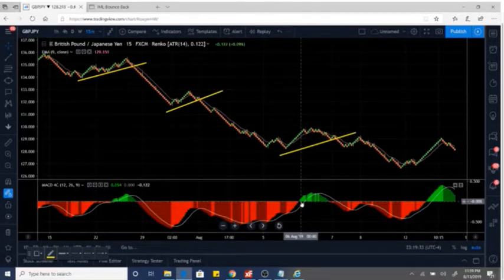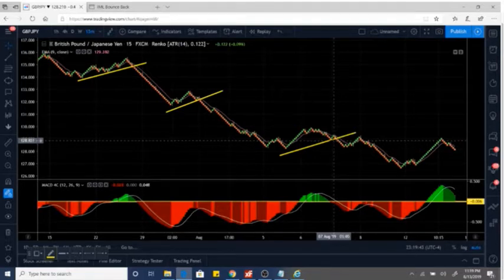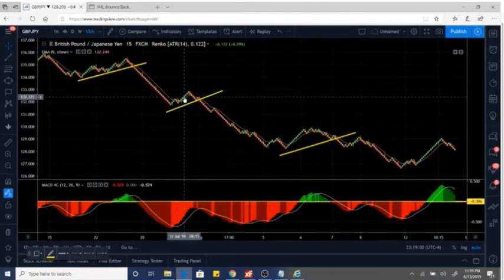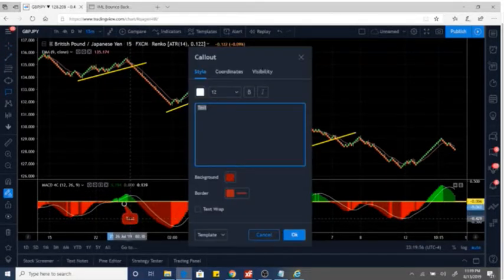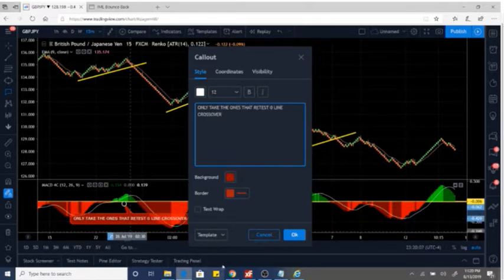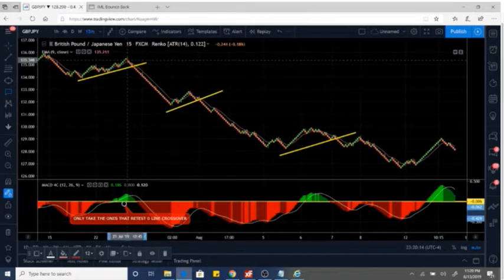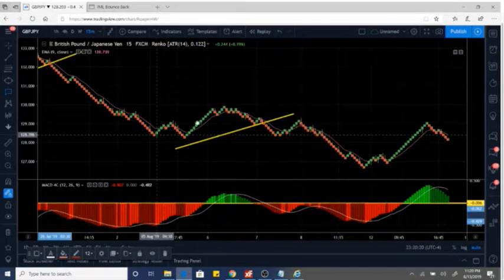So you see how it pulled back, retested. And look, I'm waiting for price to make that crossover again before selling. Right? So I wouldn't take this flag. I'd only take the ones that retest that zero line crossover. Right? So I wouldn't take this trade. So I take this trade, I take this trade, right? And it's literally gonna tell you.